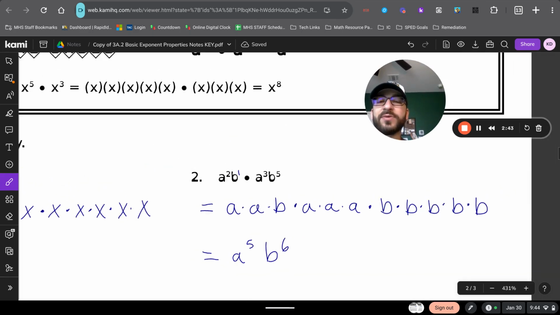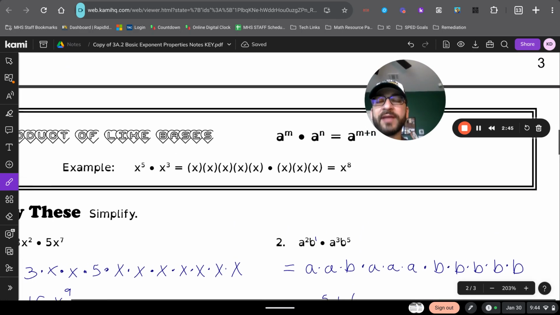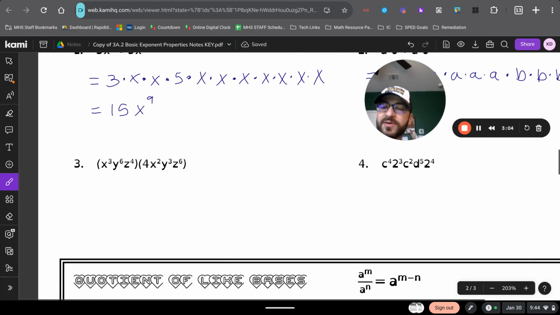So this leads us to our general conclusion, y'all, that when we multiply two bases that are the same, we can just add those powers together. So a to the m times a to the n, that base of a is the same, so we're just going to add those exponents m and n. So as an example, if we had x to the 5th times x to the 3rd, that would equal x to the 8th. So let's do a couple more and see if this still holds true.